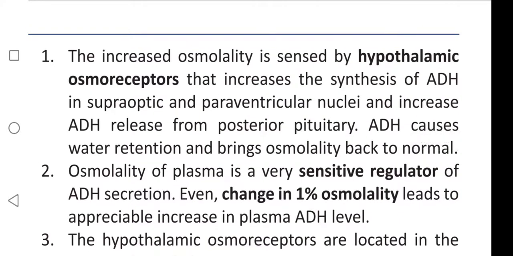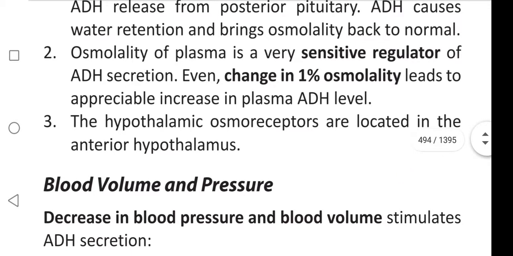First, increased osmolality is sensed by hypothalamic osmoreceptors. It causes the release as well as synthesis of antidiuretic hormone. This antidiuretic hormone causes water retention, thus it brings osmolality back to normal. Osmolality of plasma is a very sensitive regulator of antidiuretic hormone secretion. Even a change of 1% in osmolality leads to an appreciable increase in plasma antidiuretic hormone.